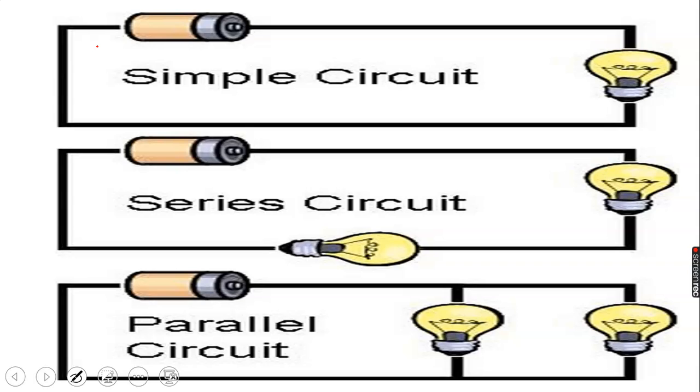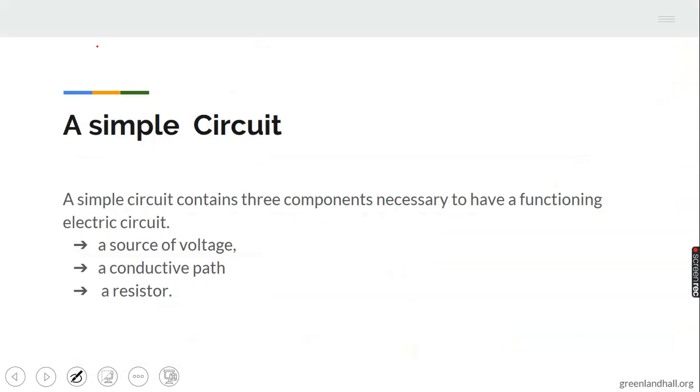Now let's talk more about circuits. We have simple circuits, series circuits, and parallel circuits. Now let me quickly go to simple circuits. A simple circuit contains three components necessary to have a functioning electric circuit.